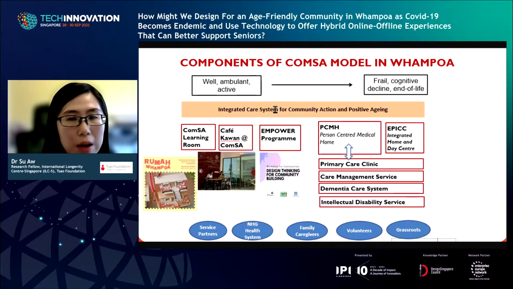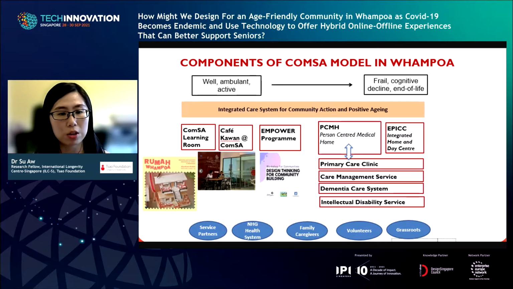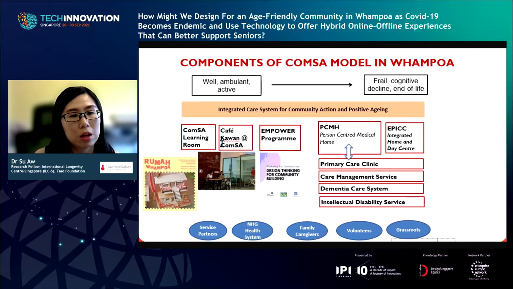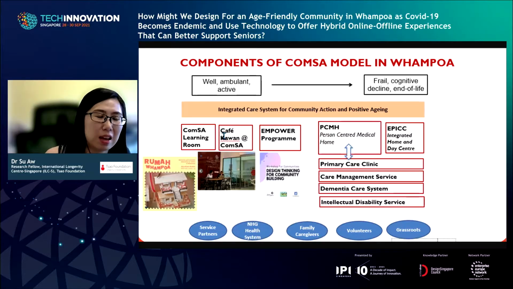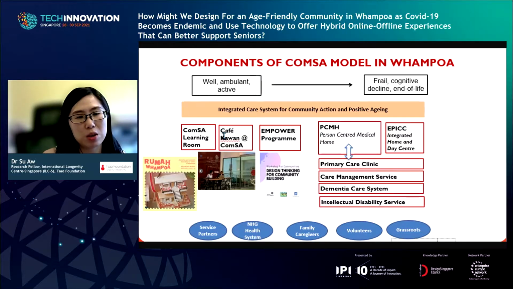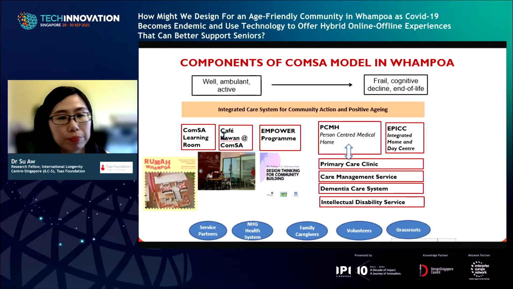For the more well and active seniors, we have three main components in COMSA. First is the COMSA Learning Room, which is mainly active aging and learning programs for seniors. We also have Cafe Kawan, which is a space run by seniors for seniors. There's a community kitchen and a community library, and seniors can use this space to prepare meals and run activities that they want. So it's really a space for them.